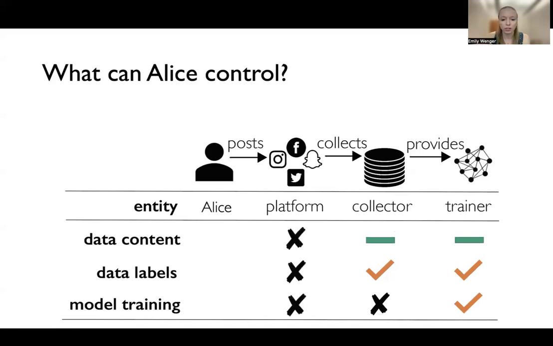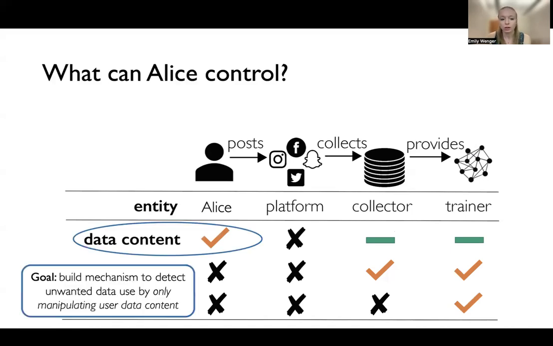We assume the platform is kind of neutral here and just hosts information, which really means that Alice can only have some confidence that she controls the content of her data because that is what is valuable to the machine learning trainer. So that means that the real goal here is for us to build a mechanism that Alice can use to detect unwanted data use only by manipulating the content of her data. And that's a pretty lofty goal.